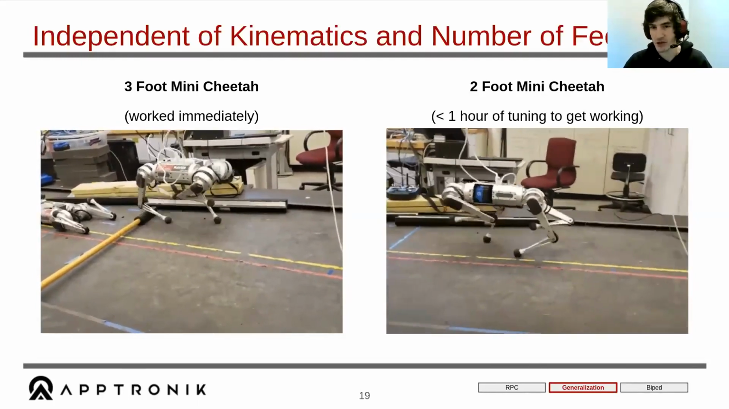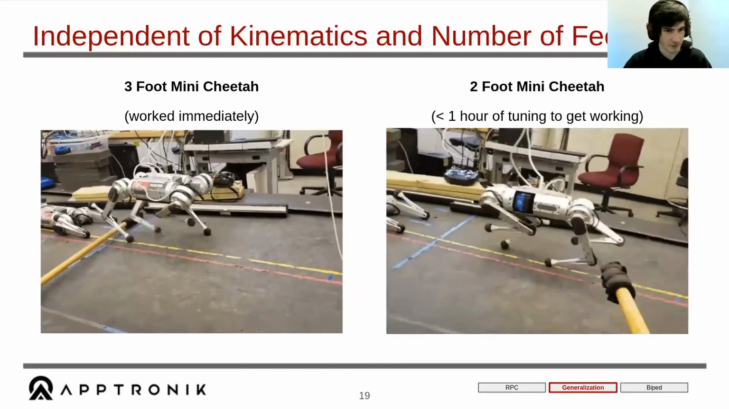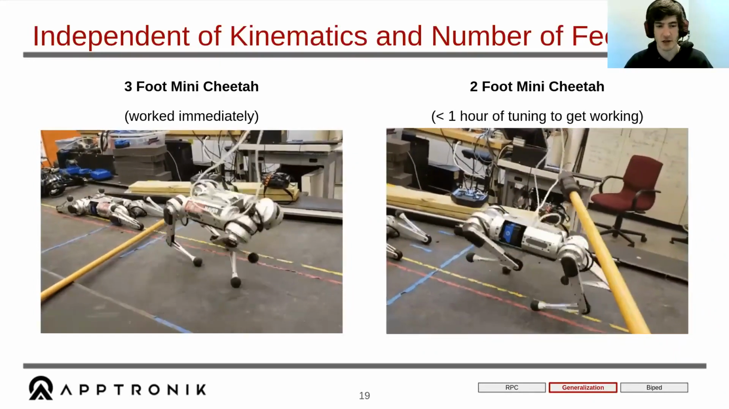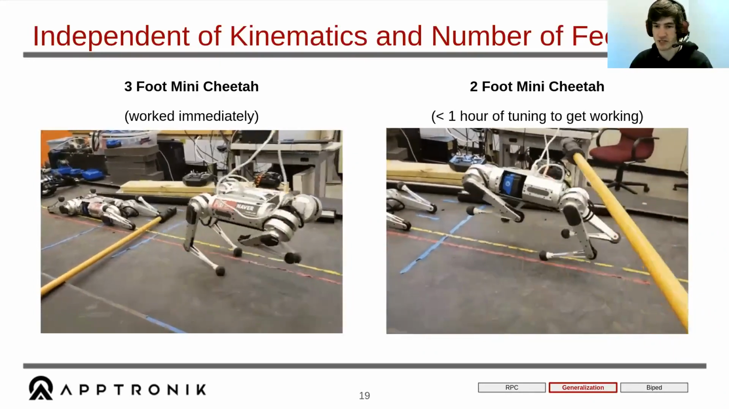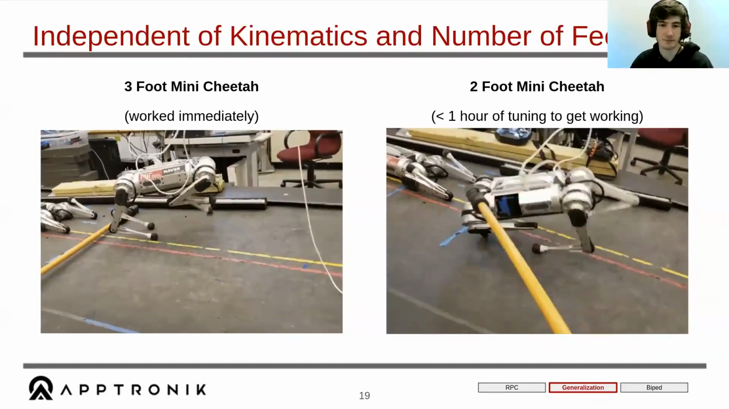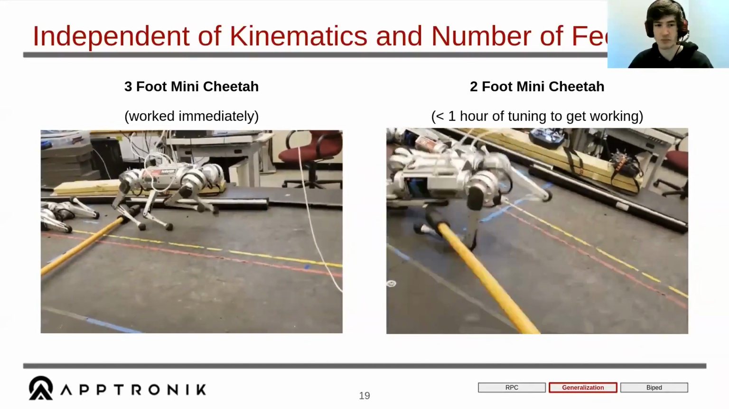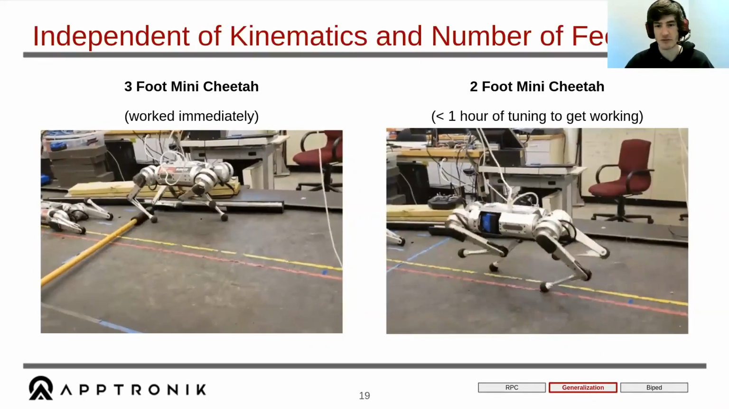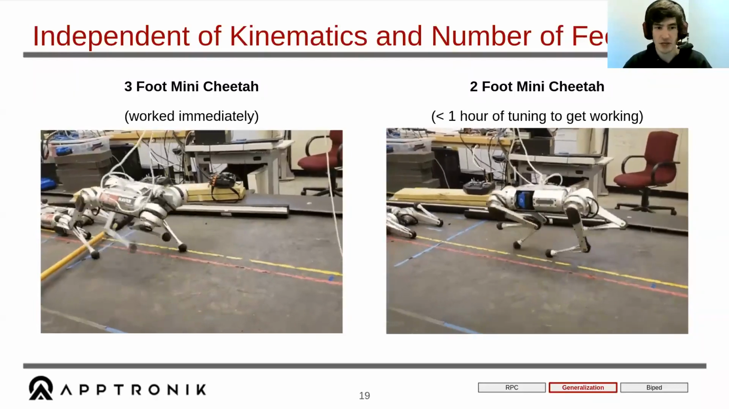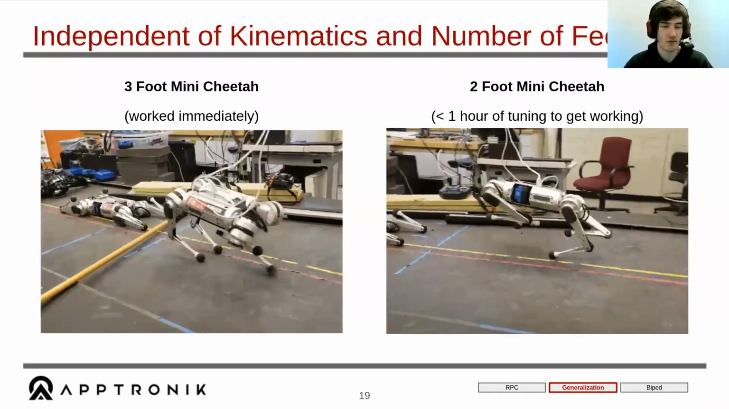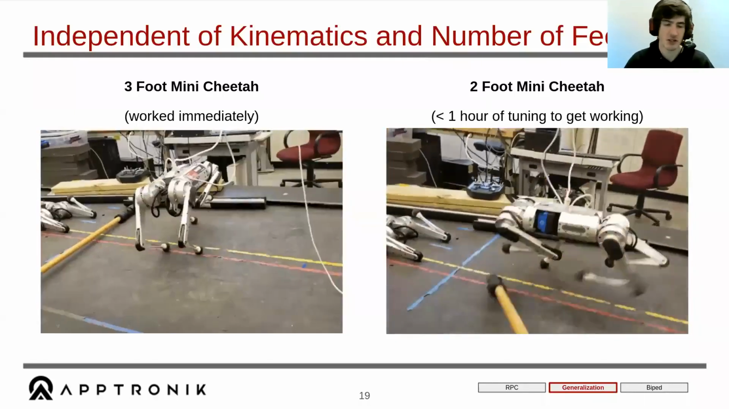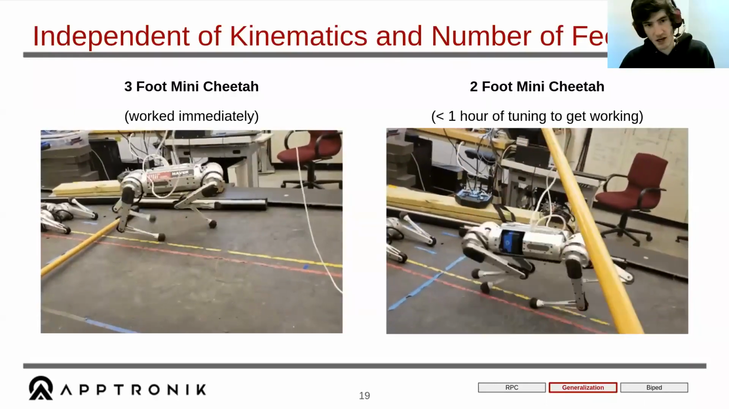It took a little less than an hour of tuning to get working. But that's really nothing, in my opinion, to go from a quadruped to the same robot as a biped by changing a couple gains, mostly due to stability issues of the feet wildly swinging around. But we were able to get both of these working very easily with the same exact framework that we were using for the quadruped version of the Mini Cheetah.